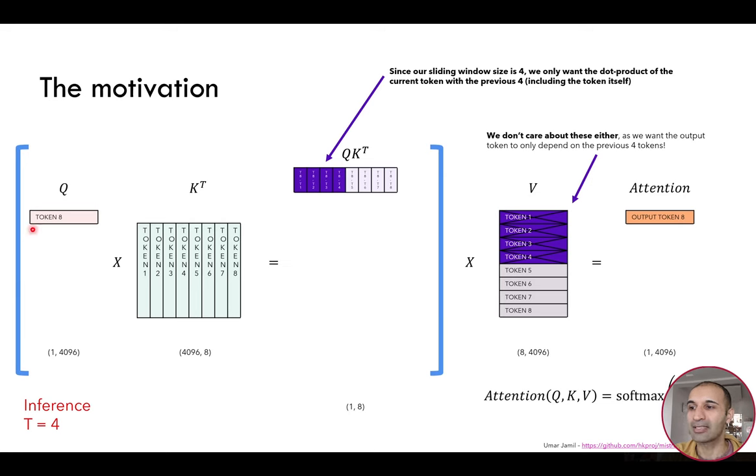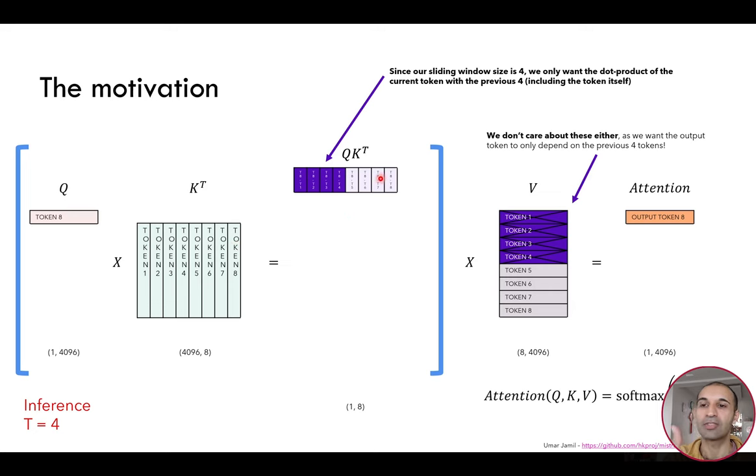Imagine we arrive at token 8 of inference using the KV cache. If we have a KV cache and we are using a sliding window size of 4, for example, we will see that as query we will use the output of the previous step, and as keys and values we will use the entire cache, which is made up of 8 tokens.